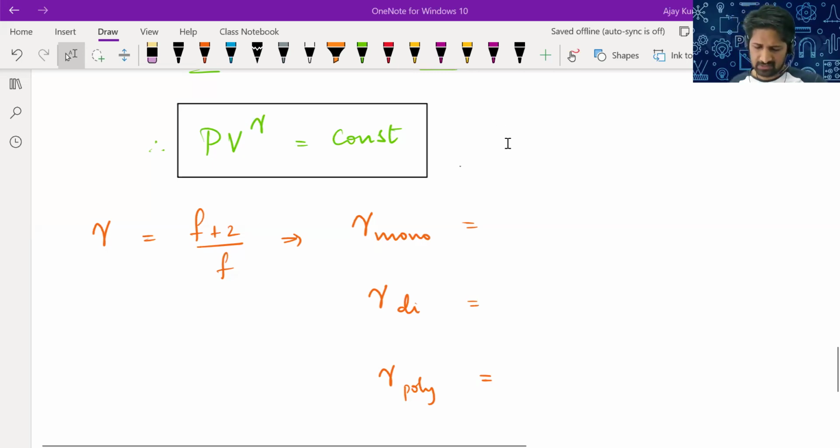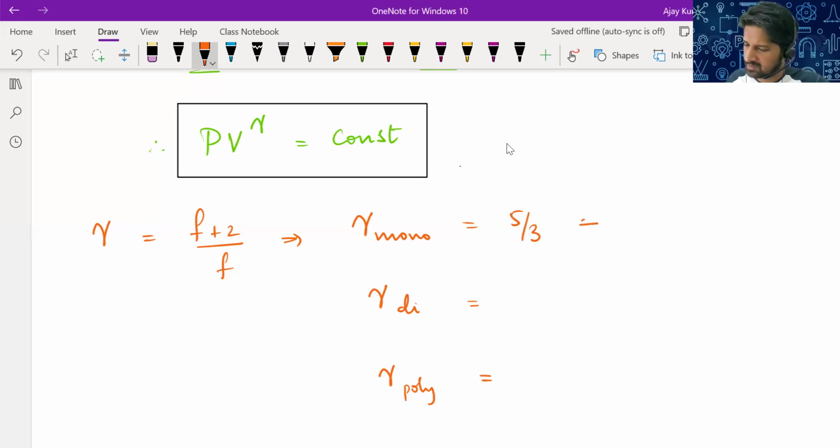If degrees of freedom is 3, then gamma becomes (3 plus 2) divided by 3. That is 5 by 3. That's all. 1.66 or 1.67, we can say.